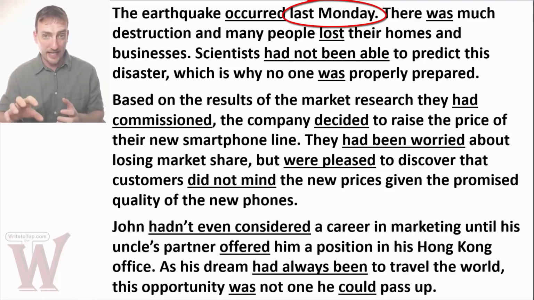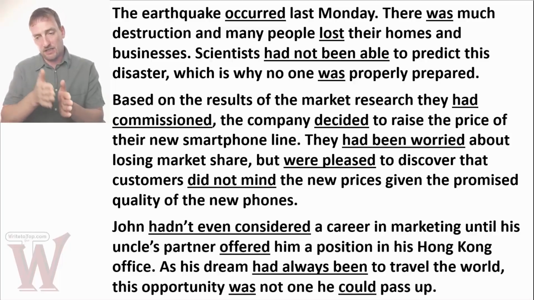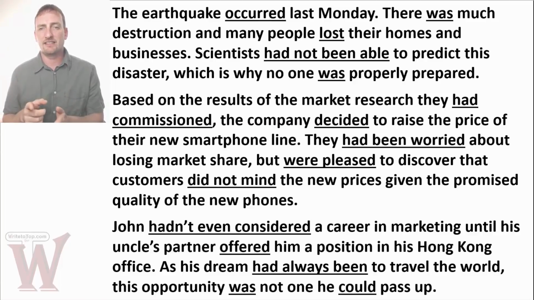We know exactly when. And we have a simple past verb. It happened at this time. Done. There was much destruction and many people lost their homes and businesses. Again, I'm going forward. Earthquake, destruction, lost homes. Scientists had not been able to predict this disaster.